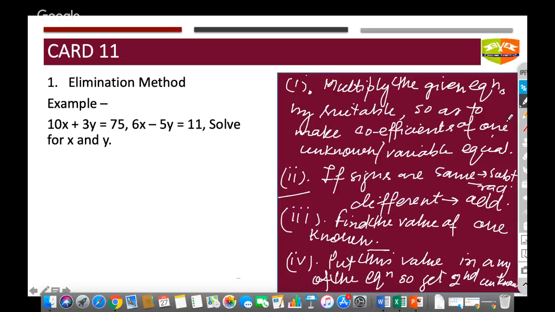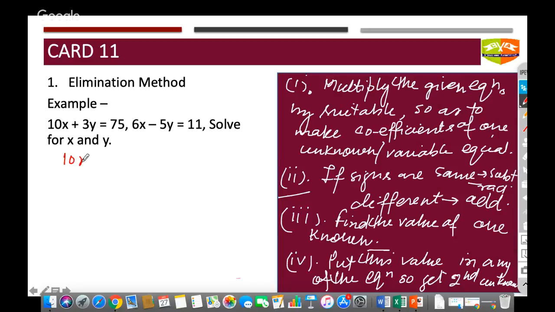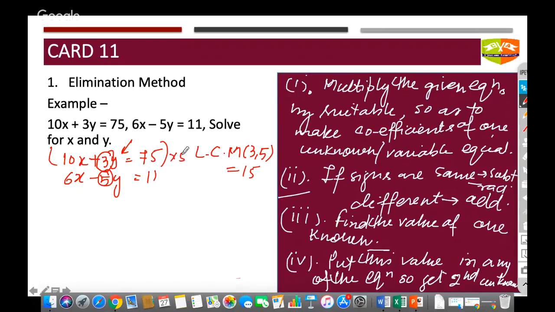So what I'm trying to say is that I'll take an example and I'll do it. So I'm writing here 10x plus 3y is equal to 75, and 6x minus 5y is equal to 11. What I do here is I'm eliminating y. So to eliminate y, I just told that 3 and 5 need to be made the same, and the LCM of 3 and 5 is equal to 15. So if I have to make this 15, I'll multiply this by 5 and this by 3, because 5 into 3 is 15.